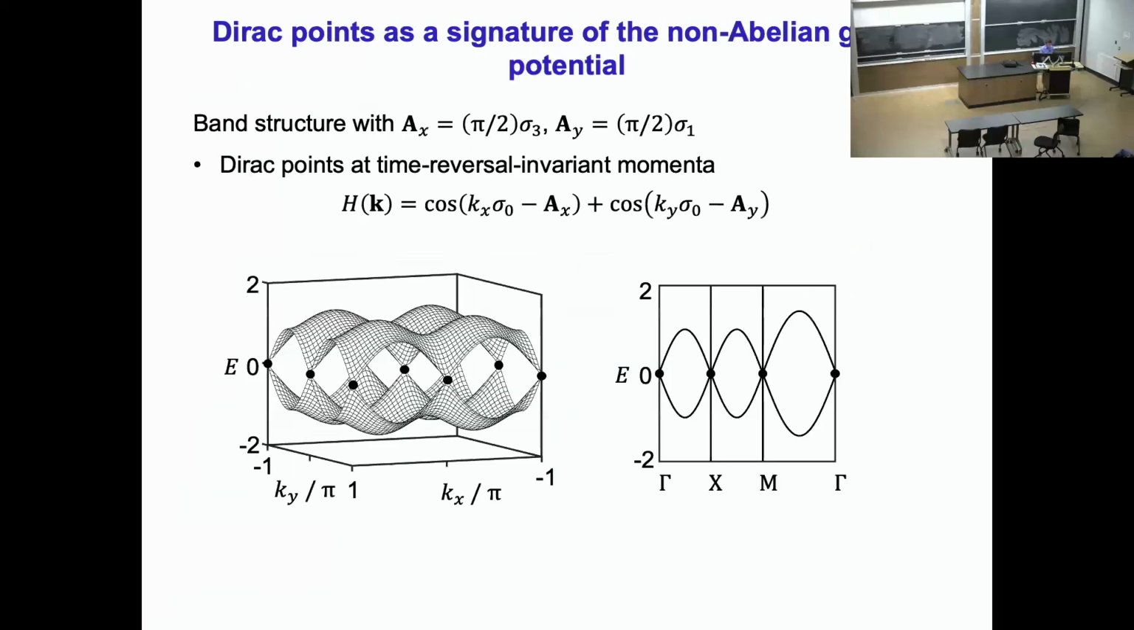So one of the consequences is you can look at the band structure. If you have a non-abelian gauge field, for example, where A_x and A_y don't commute, you work out the Yang-Mills Hamiltonian and you work out the band structure, you will see that it actually has a Dirac point at the gamma point.